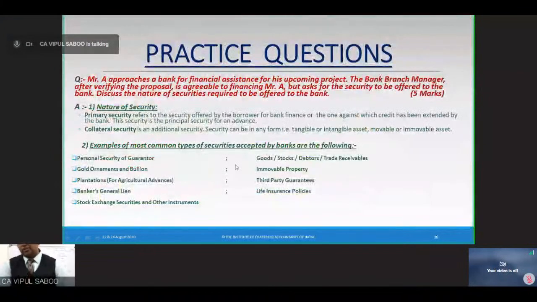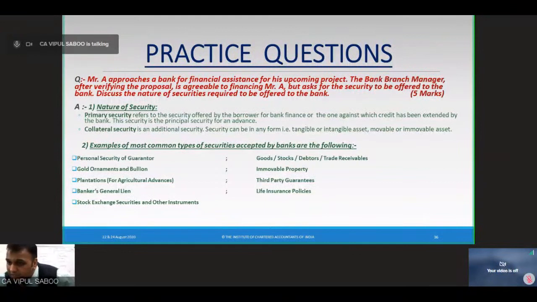Okay, this is a question from your ICAI past question papers. The bank audit has been introduced just recently. In the past 2 years, this question was asked for 5 marks in your previous exams. Mr. A approaches a bank for financial assistance for an upcoming project. The bank branch manager, after verifying the proposal, is agreeable to financing Mr. A but asks for security to be offered to the bank. Discuss the nature of securities required to be offered to the bank. This question was for 5 marks.